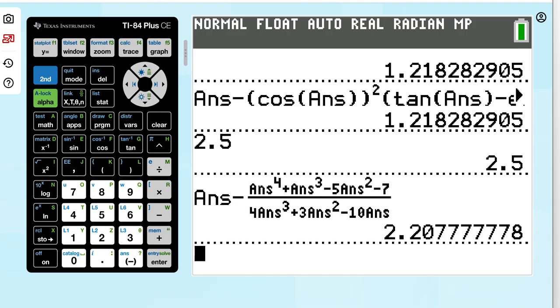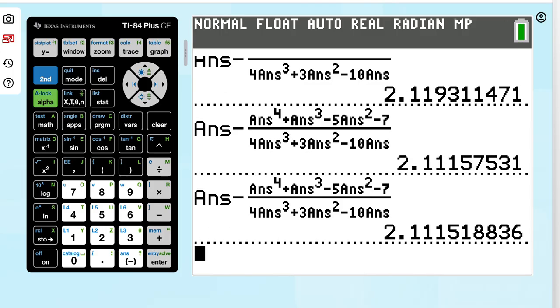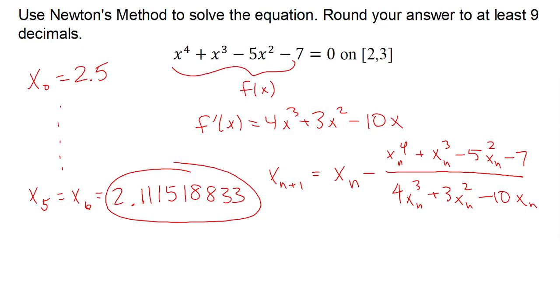And so x sub 1 will be this. X sub 2 will be this. X sub 3. X sub 4. X sub 5. And it looks like x sub 6 is the same as x sub 5. So we've got x sub 5, which was the same as x sub 6, which was 2.11151883. And again, you need to write all of these ones in the middle out on your homework and on the test.